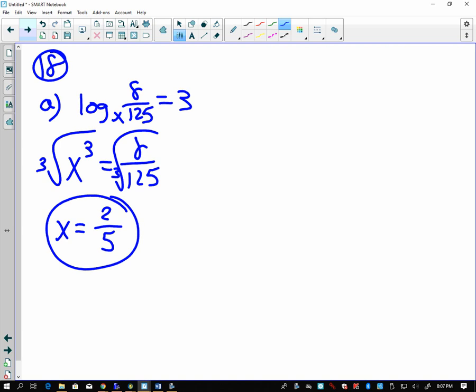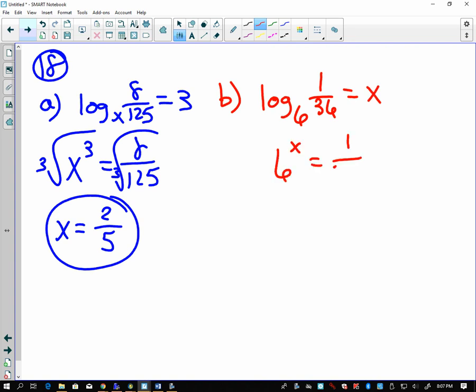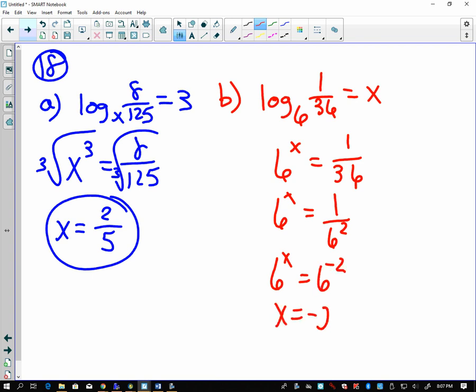Let's look at B. Log base 6 of 1/36 equals x. So 6 to the x equals 1 over 36. 6 to the x equals 1 over 6 squared. 6 to the x equals 6 to the negative 2. X therefore equals negative 2.